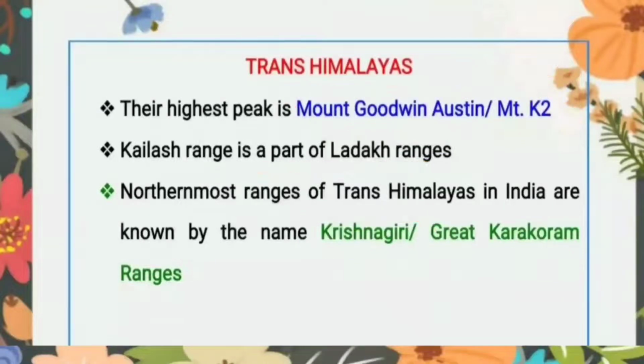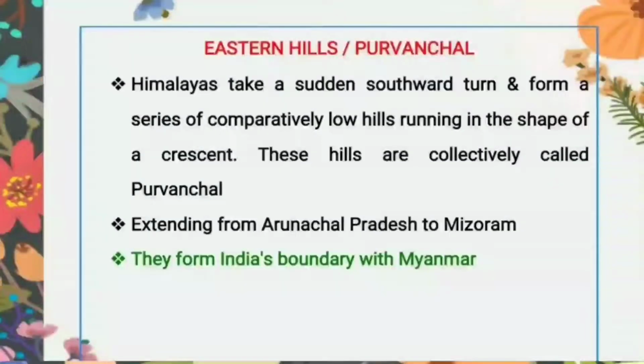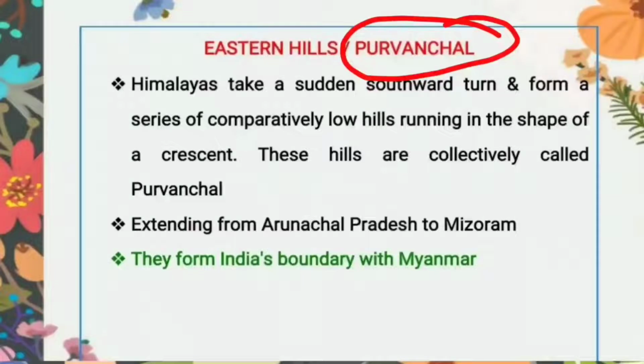Other than these Himalayas, we also have some Himalaya part in the eastern part, which is going down the east towards northeast, and these Himalayas are known by the name of the Purvanchal. Now the Himalayas take a sudden southward turn, or we can say they take a syntaxial bend, and they form comparatively lower hills.